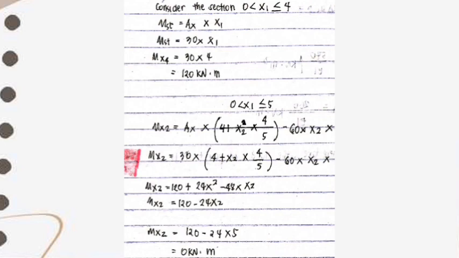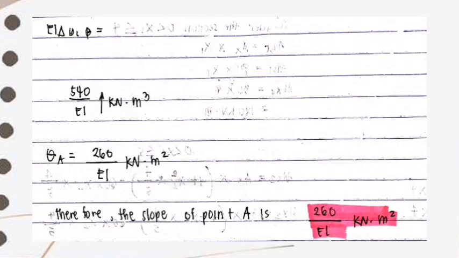So we calculate the bending moment at 5 meters from point A. We have M(x2) is equal to 120 minus 24 times 5. So we have 0 kNm. So here we calculate the slope. So therefore our slope at point A is 260 over EI kNm squared.